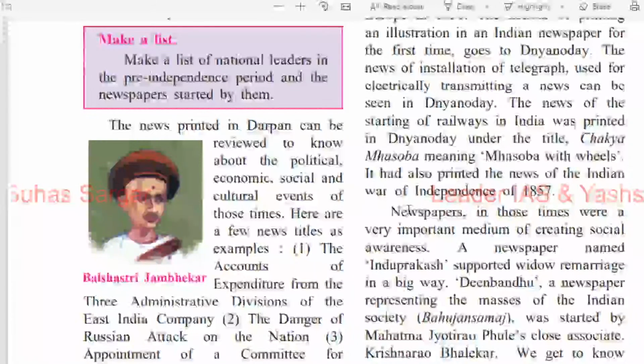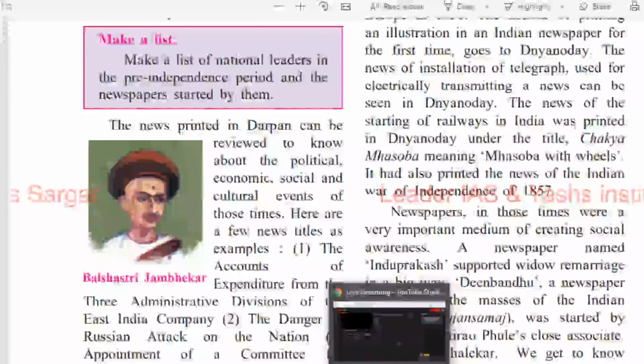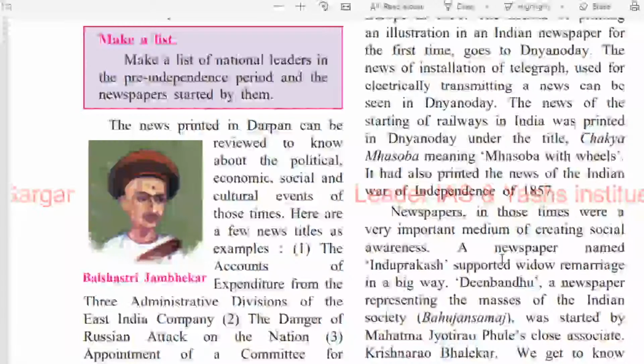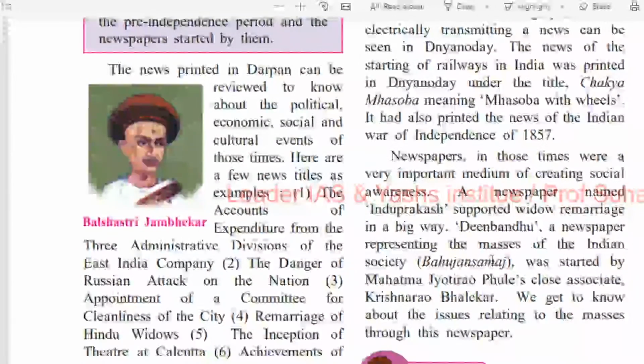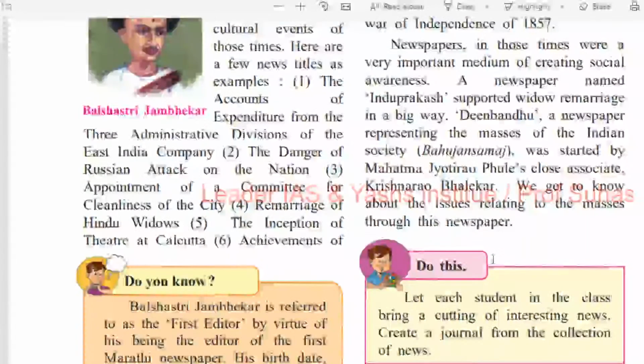The news printed in Darpan can be reviewed to know about the political, economical, social, and cultural events of those times. Here are a few news titles as examples. The accounts of expenditures from three administrative divisions of East India Company. The danger of Russian attack on the nation. Appointment of a committee for cleanliness of the city. Remarriage of Hindu widows. The inception of theatres at Calcutta.